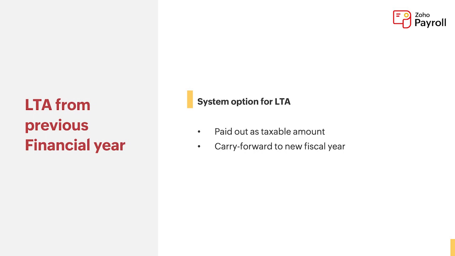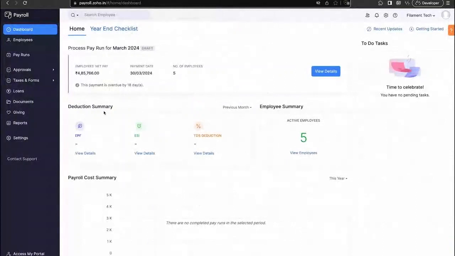Now we will see how the system can handle unclaimed LTA, as in this case, some organizations might want to carry forward the unclaimed amount to the next fiscal year up to 2 years. Let me just quickly take you over to the product.